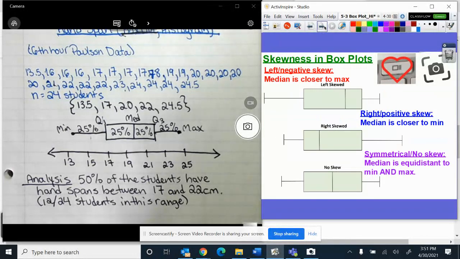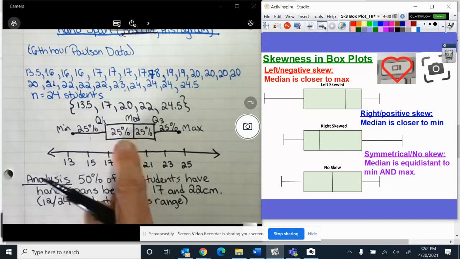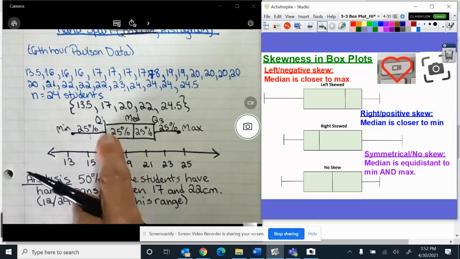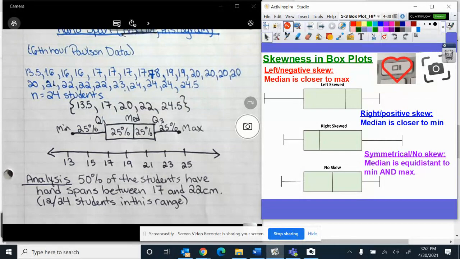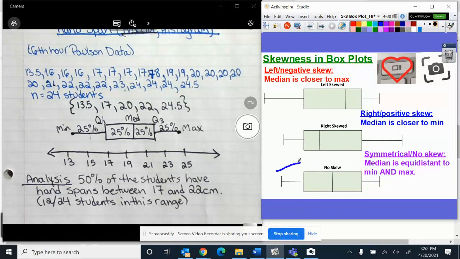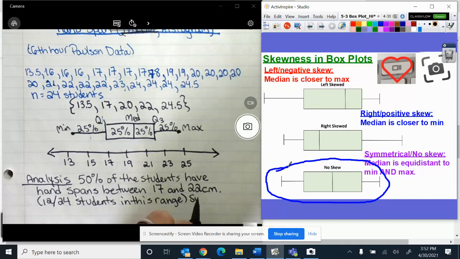Now, because this distribution, if we look at this picture, it is very what we call symmetrical. This means we have the same amount of data to the left of the median and to the right of the median. So please also add the word symmetric.